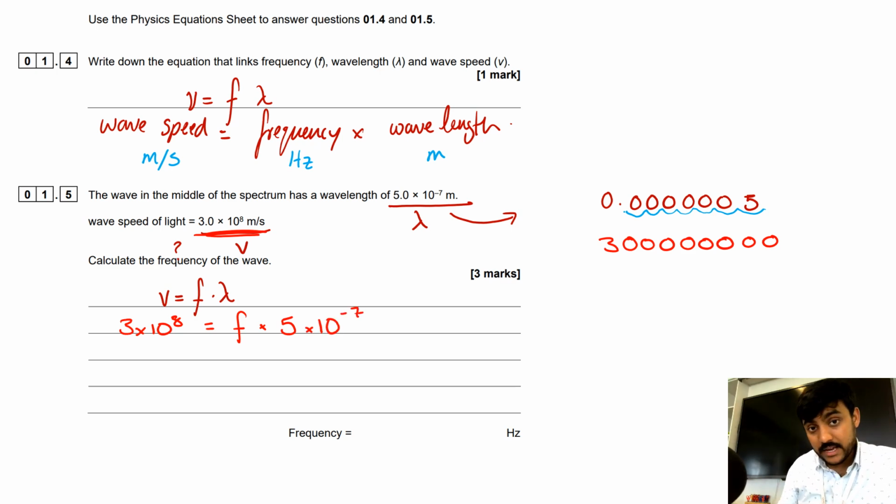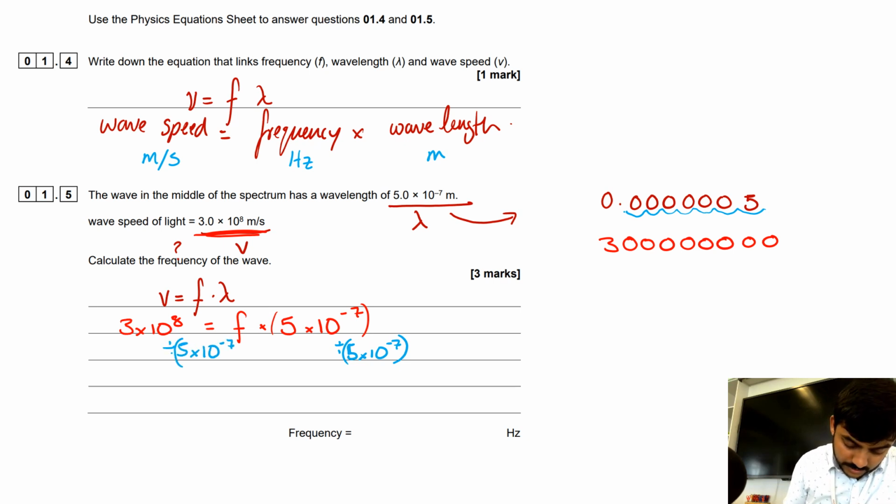Rearrange the equation to make frequency the subject. Now, how would you do that? This whole thing is multiplying onto frequency. So to remove it from this side, I'll divide by 5 times 10 to the minus 7, which means I have to divide by 5 times 10 to the minus 7 on this side too. Now, if you do not know how to rearrange an equation, you need to put a lot of practice into it, because a higher paper will require you to do a lot of it.